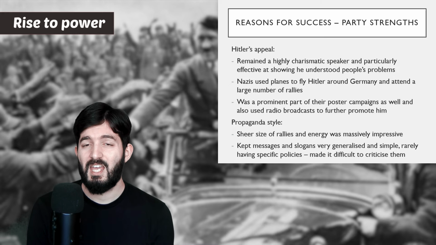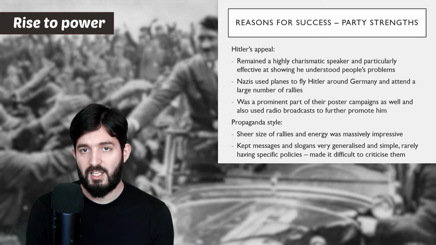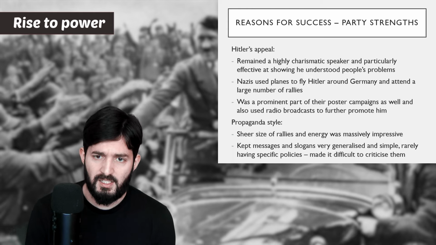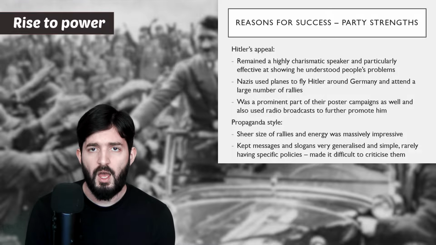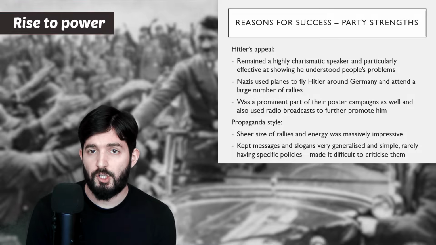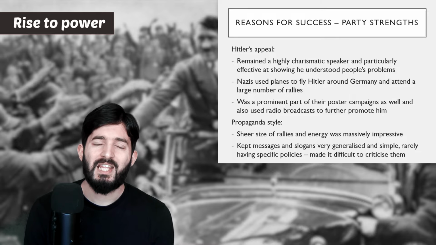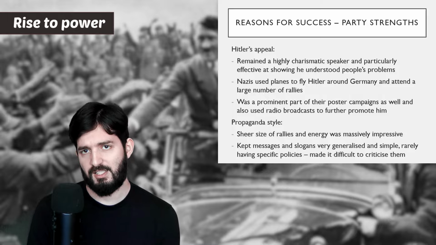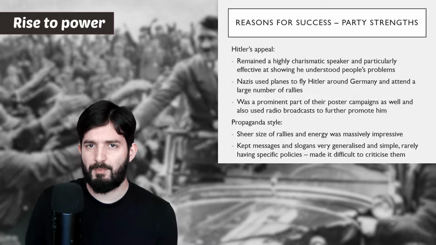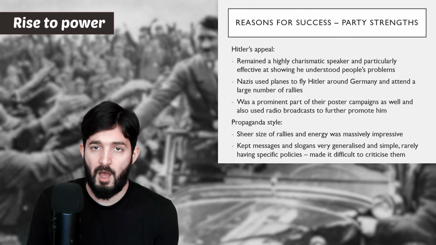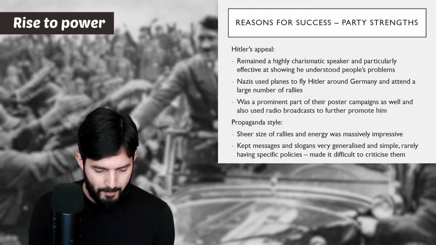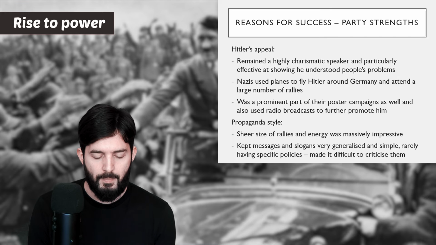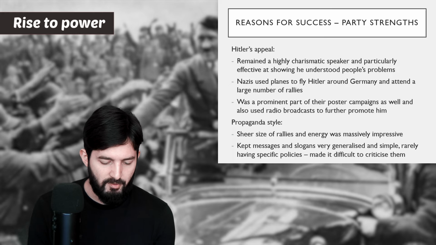But also, the key thing is that propaganda for the Nazis, as mentioned beforehand, is really simple, okay? The Nazis have these very generalized slogans that do not go into the specifics of what their policies will actually entail. This makes it very difficult to criticize them because they're not actually proposing very specific policies which can be unpicked and basically shown to have significant issues or drawbacks with them. Yeah, so that's a big part of it.